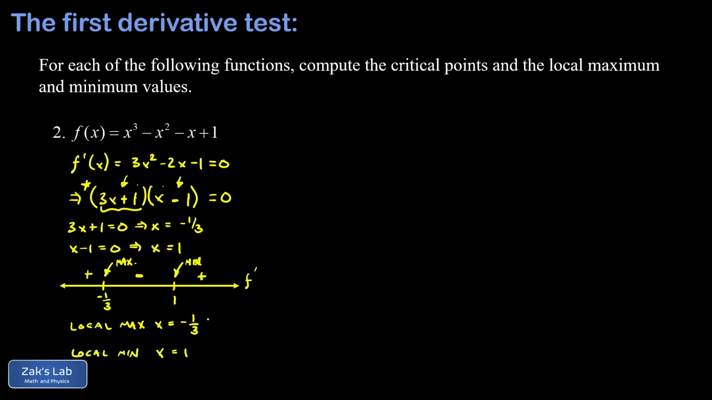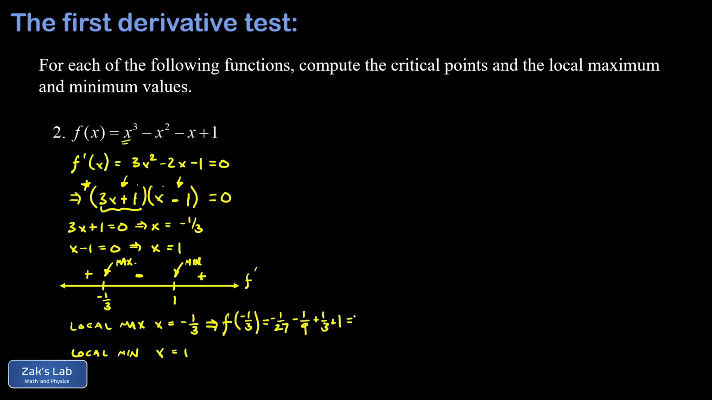And here's where things can get a little bit tedious. Again, I've been asked to find the local maximum and minimum values, and this means I need to find the value of f at x equals -1/3 to get that local maximum value. Well, that's going to take a little bit of work because I'm plugging -1/3 into a cubic function. So x cubed, that's the first term in our function, is going to give me a -1/27. Then I have minus x squared. X squared is 1/9. And then minus x, which will give me a plus 1/3, and then plus 1.